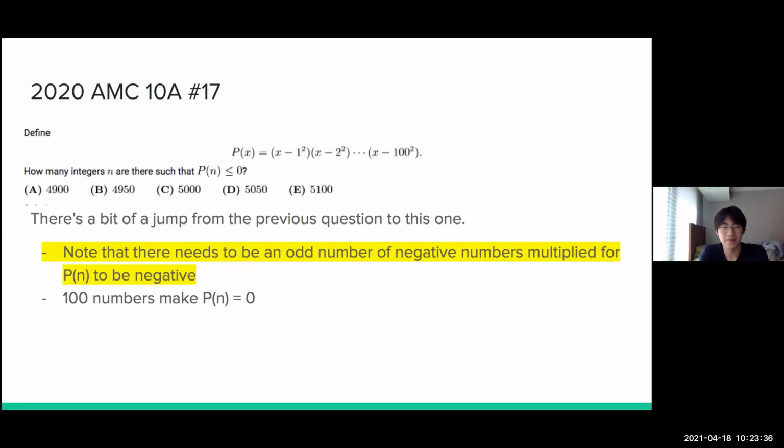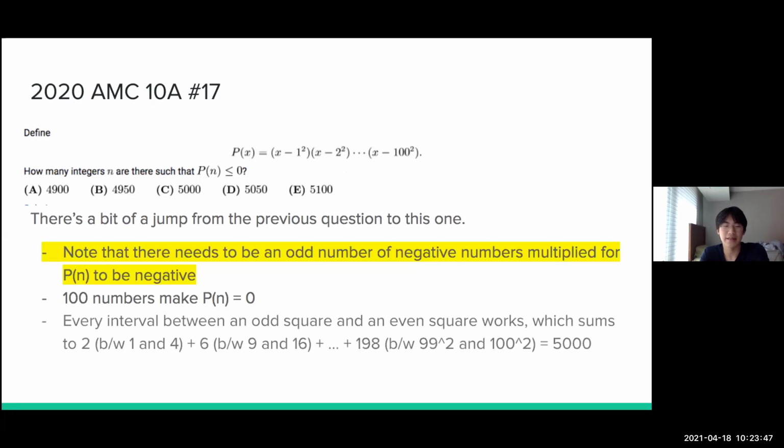So 100 numbers make p of n 0. These 100 numbers would be 1 squared, 2 squared, 3 squared, and so on until 100 squared. And then we need to consider the numbers that make p of n actually negative. So every interval between an odd square and an even square works. Now, just to go a bit more specifically into this, if we want just this one number to be negative, well, then x should be between 1 and 4. And if we want 3 numbers to be negative, if you imagine x minus 3 squared and x minus 4 squared over here, then x should be between 3 squared and 4 squared, and so on.